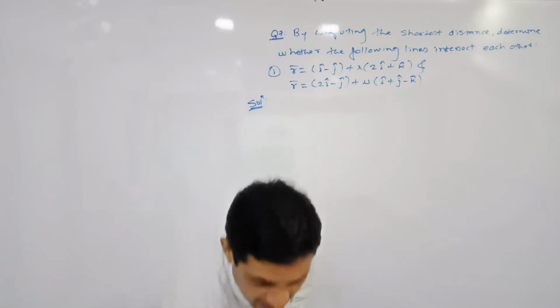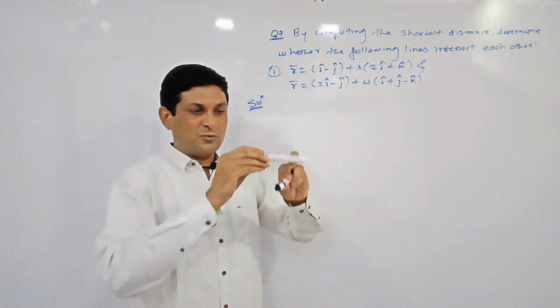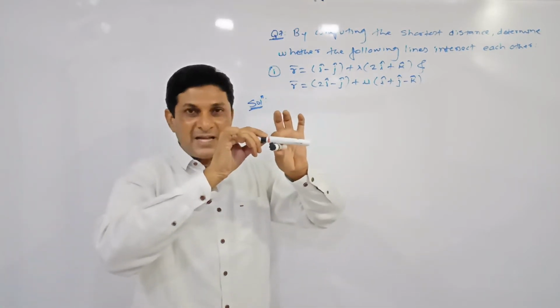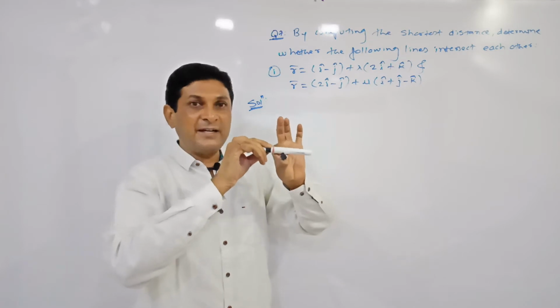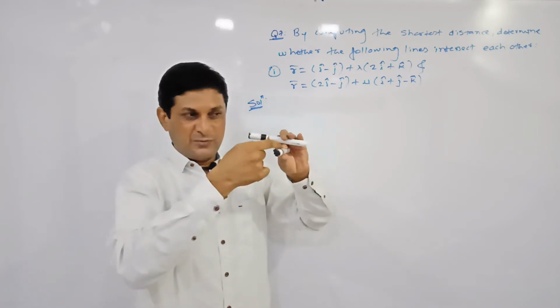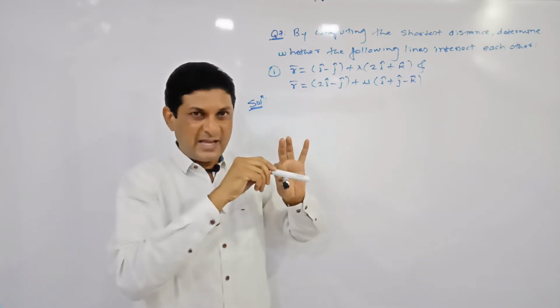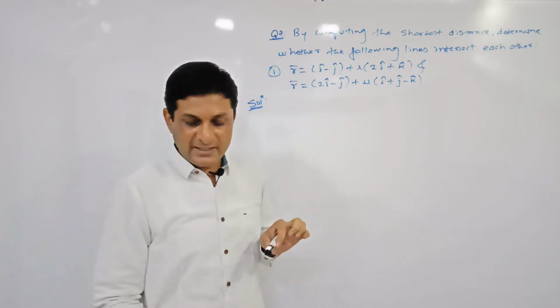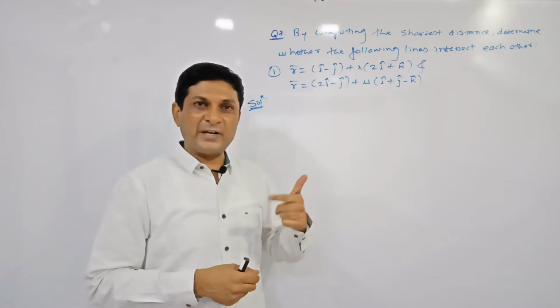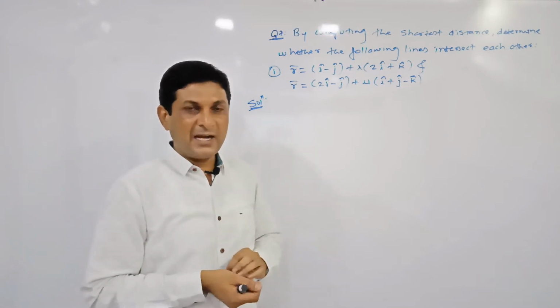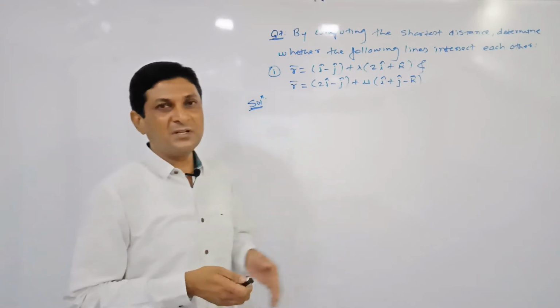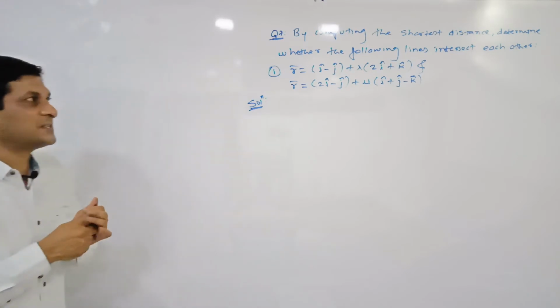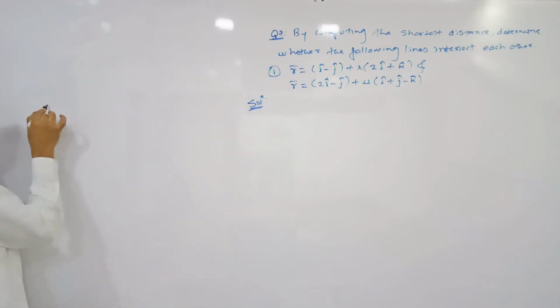And suppose the shortest distance between two lines is equal to 0, at that time what is our conclusion? The lines are intersecting. If the distance between two lines is 0, it means definitely the lines are intersecting. So to check whether the lines are intersecting or not, we have to find the distance between two lines. And already in one example we have seen a formula to find the shortest distance between two lines. What is that formula?